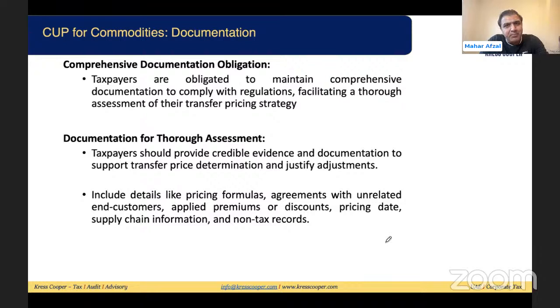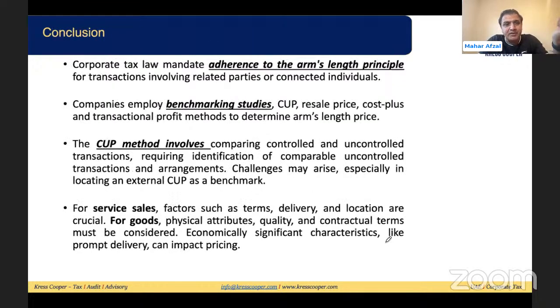Why have you applied CUP? You might need to provide justification as well. Why have you not applied the rest of the four methods? Why have you applied CUP? We need to maintain this justification as well. So we need to maintain thorough, complete, comprehensive documentation for the FTA to come and go through the record, to make sure that everything is as per the arm's length price and everything is very transparent. So we need to maintain the proper documentation.